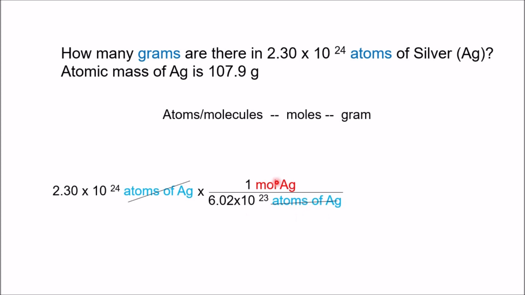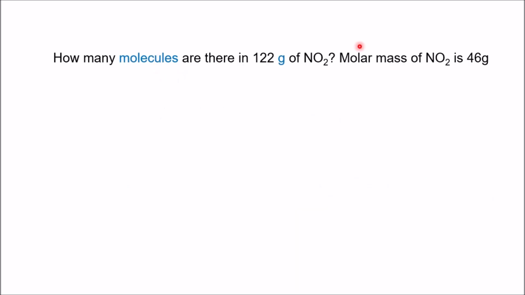Next we have to convert moles into grams using the conversion factor. We use 1 mole of silver contains 107.9 grams of silver. This is the atomic mass of silver in grams. We write the moles of silver in the denominator so that the moles will cancel out. Now we get our answer in grams of silver.